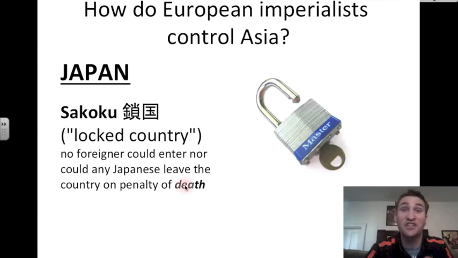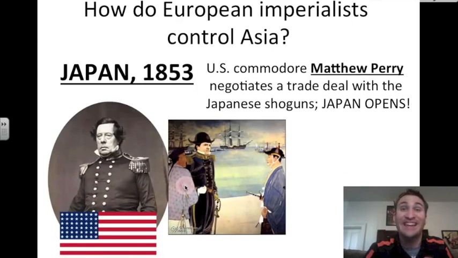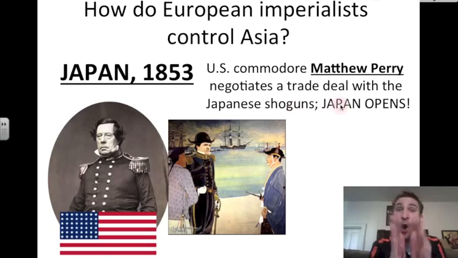But all of that changes in 1853, when the United States, under U.S. Commodore Matthew Perry, negotiates a trade deal with the Japanese shoguns, the military leaders, and Japan opens itself to trade with Europe and the rest of the world. So America opens up Japan.